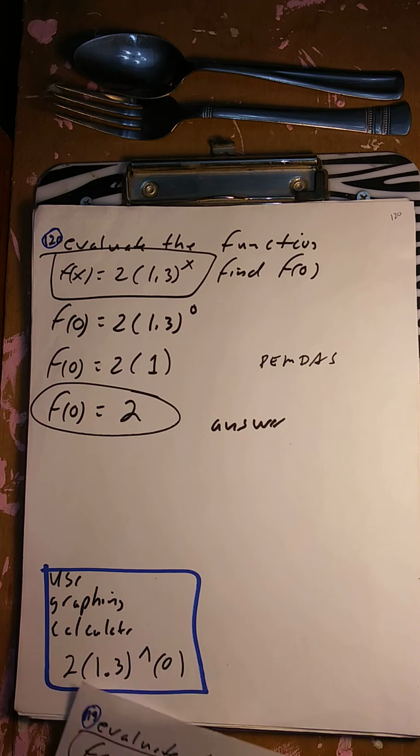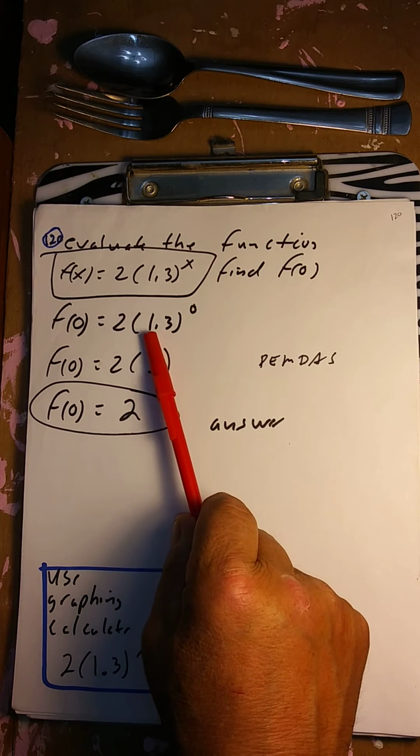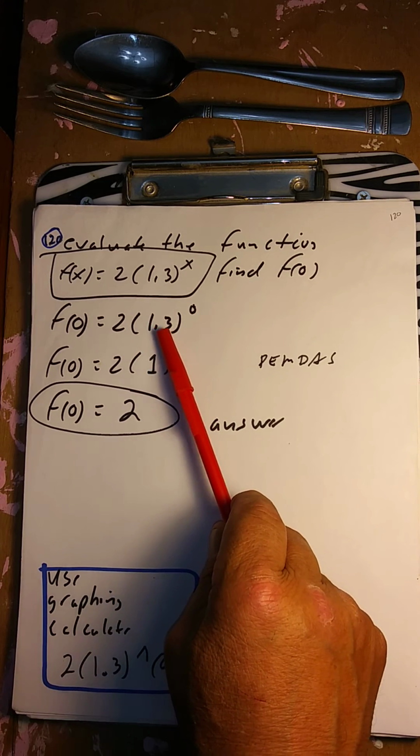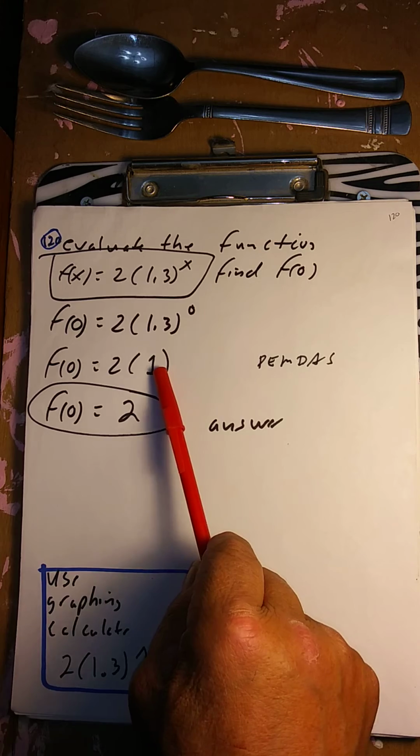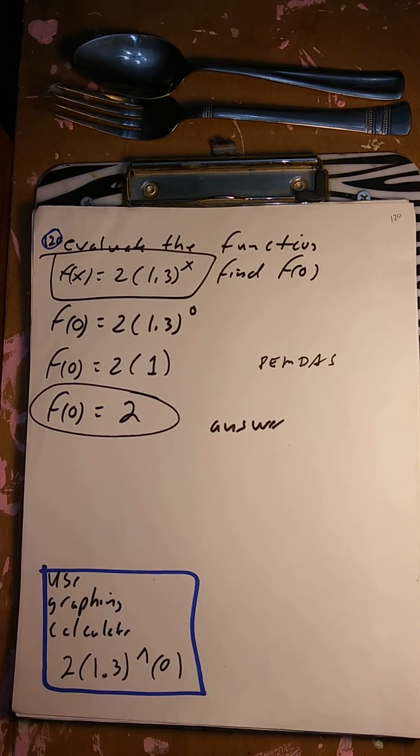Okay? Evaluate the exponential function again. All right, that's fine. We've got another exponential function. F of 0. But again, 1.3 to 0, any non-zero number to 0, you know what it's going to be. 1.3 to 0 is 1. So 2 times 1 is going to be what? 2.